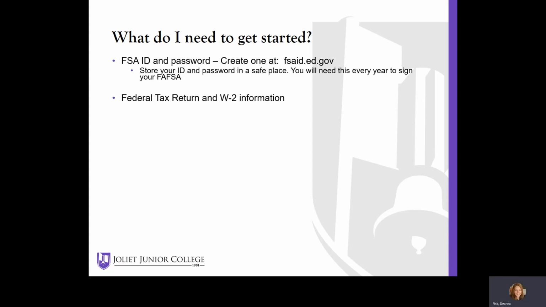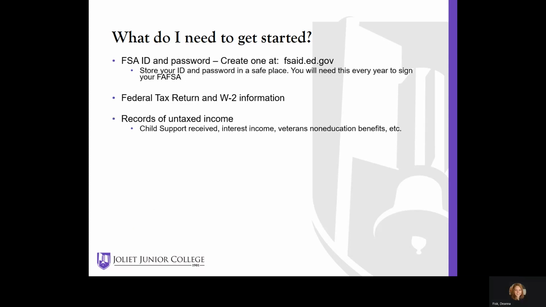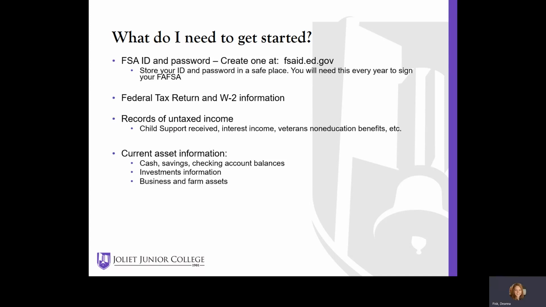You're going to need your federal tax return and W-2 information. You're going to need records of other untaxed income sources. And you're going to need current asset information such as cash savings and checking account balances, investment information, and business or farm assets.